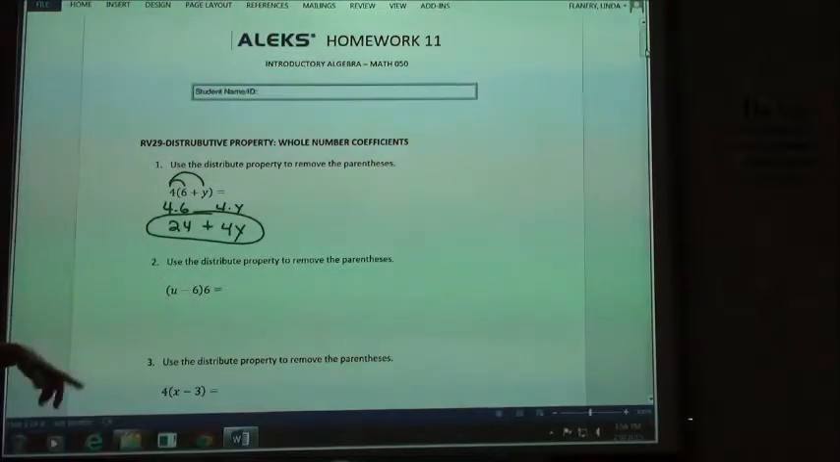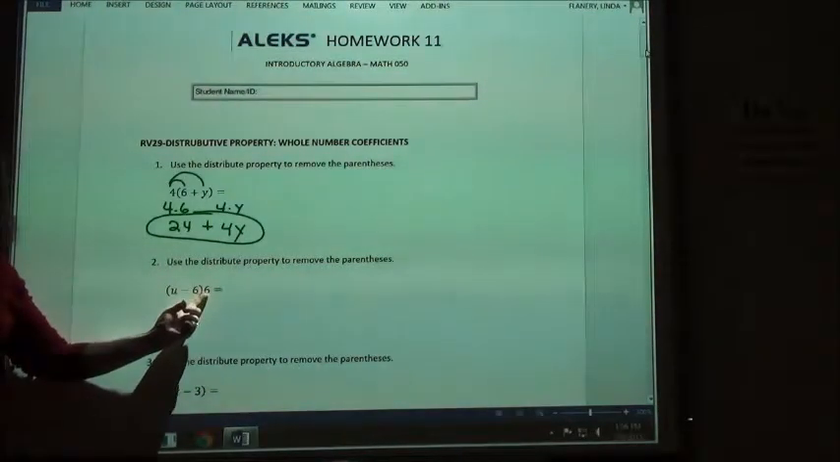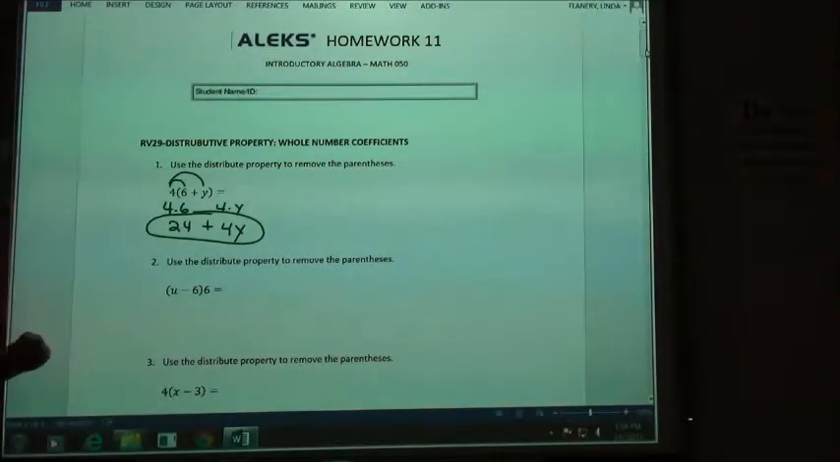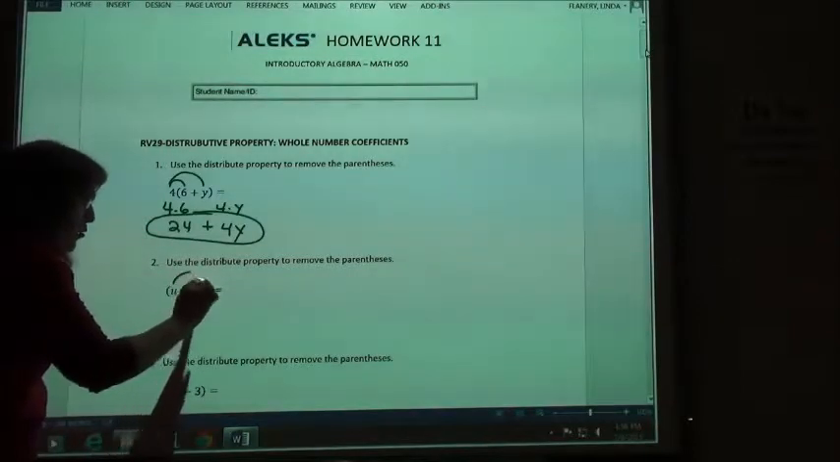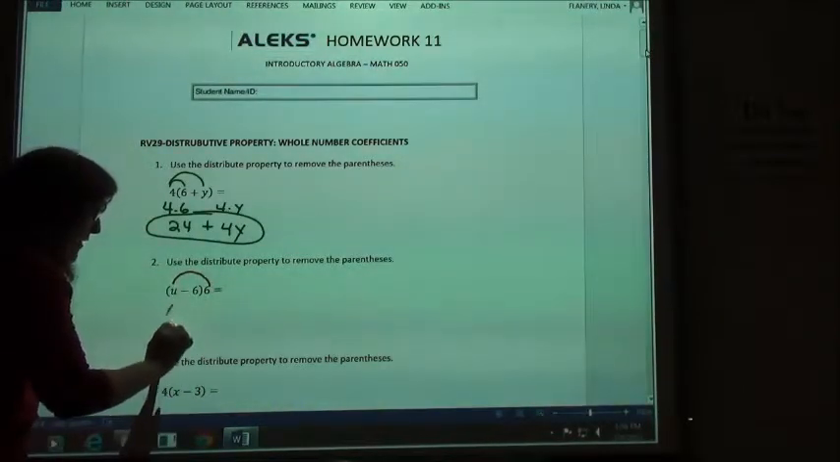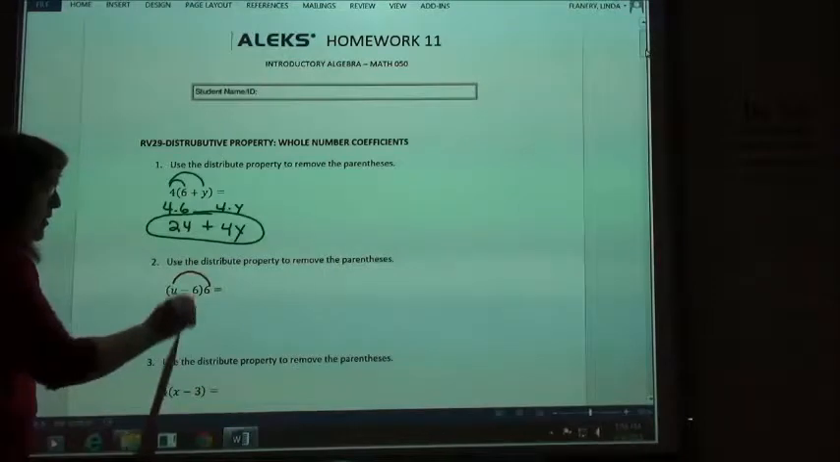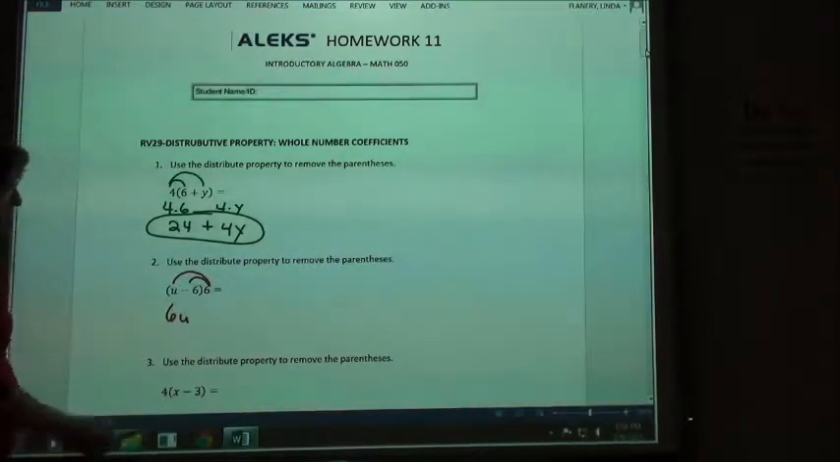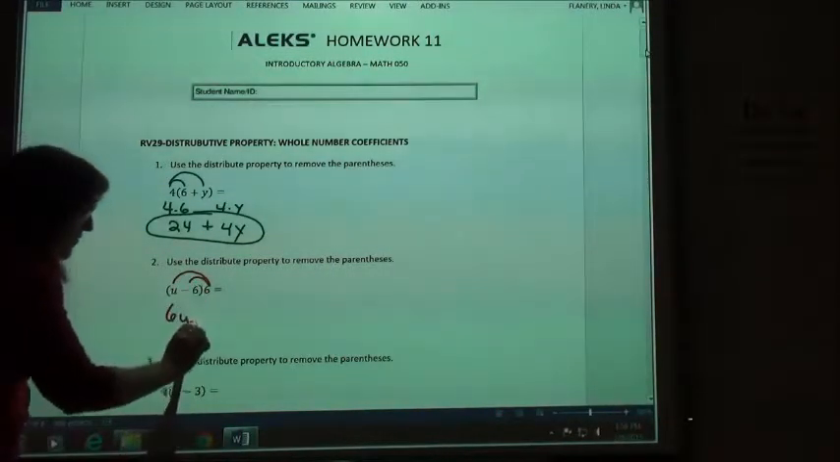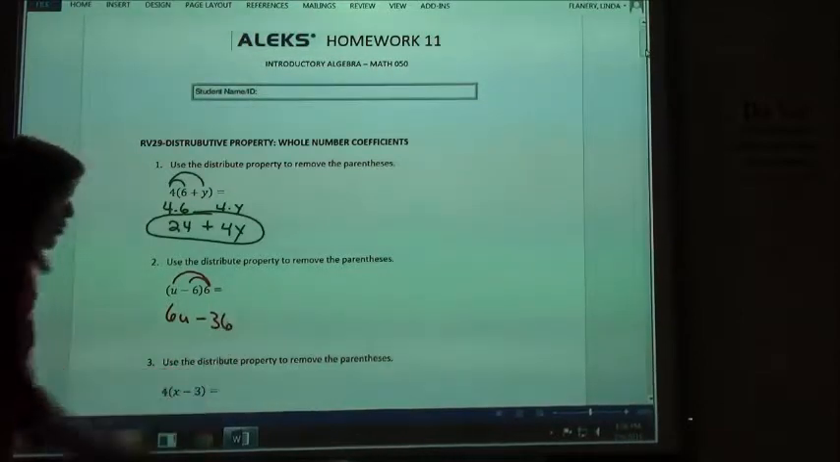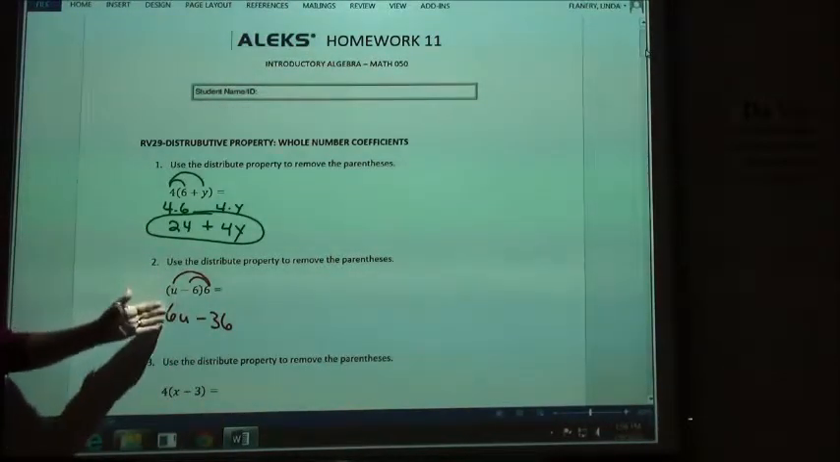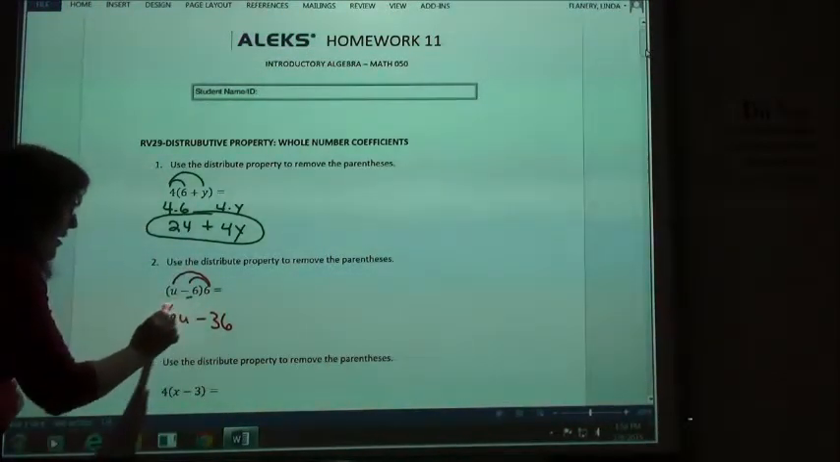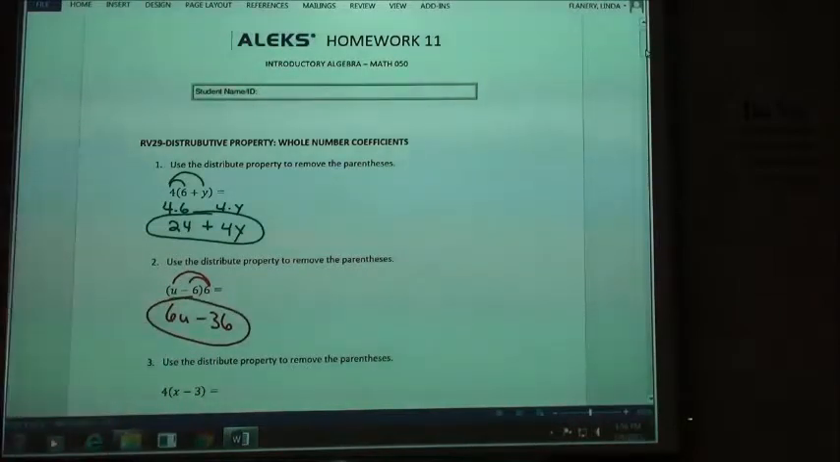On the second one, it's the same thing. They just put the 6 behind the parentheses instead of in front of the parentheses. But I'm going to take the u times that 6, which we're going to write as 6u, and then I'm going to take the negative 6 times the 6. Negative times a positive is a negative, so minus 36. So 6u minus 36 is going to be my answer because I can't combine any of those terms.